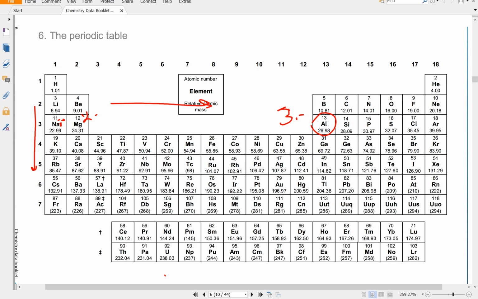For example, in group 2, when you are going down the group, the number of delocalized electrons remains the same. Each atom gives 2 electrons to the sea of electrons. The charge of the metal ion is the same: Mg2 plus, Ca2 plus, Sr2 plus, Ba2 plus. But because the metal ion becomes bigger, the metallic bond becomes weaker and the melting point decreases.